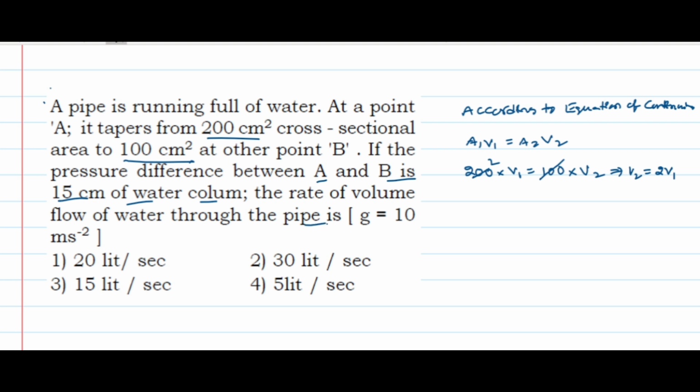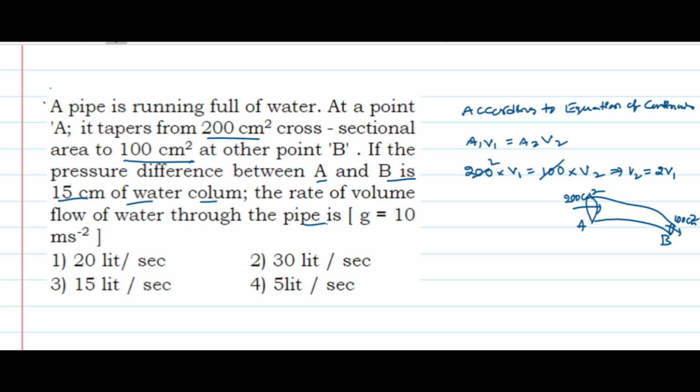Now, first you need to calculate the pressure difference between point A and point B. Here one pipe is given with an area of 200 centimeter square, and the second one has an area of 100 centimeter square. This is A and this is B. First you have to calculate the pressure difference.